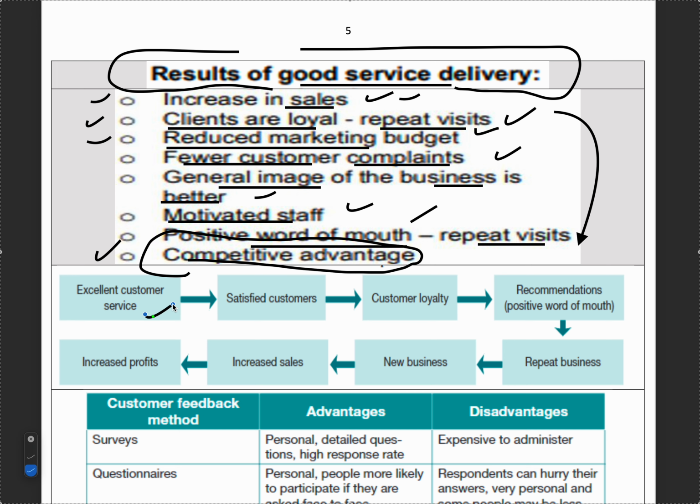Excellent customers, satisfied customers, customer loyalty, positive recommendations coming from their mouths, increased profit, increased sales, new businesses, repeat visits. So it's like a replication of what we have said, but put in bullet points. Please make sure you understand at least 4 of these points. You don't need to know more, just 4 points from here, then you will talk broadly on them.